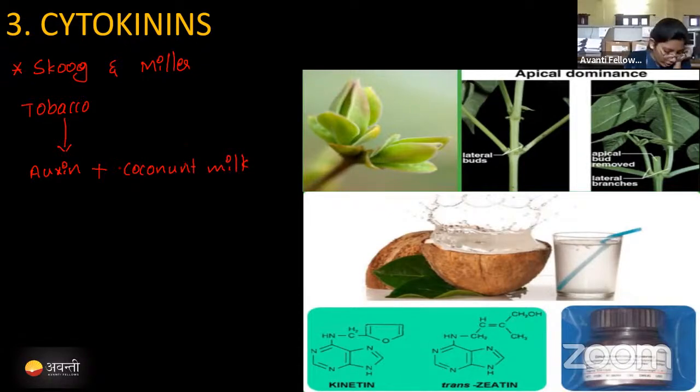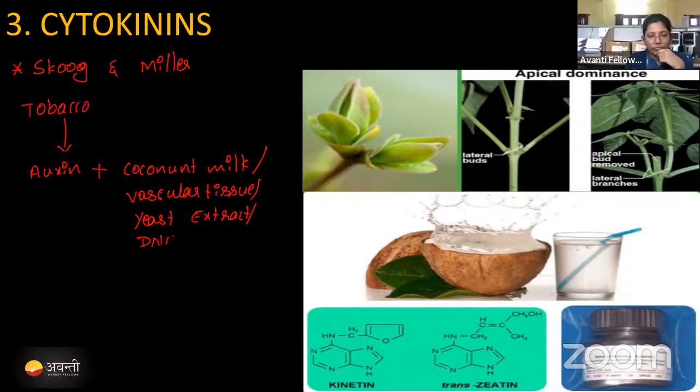To that they added coconut milk, or an extraction of vascular tissue. They could add either that or this, anything we can add, or yeast extract, or DNA extract. Whatever we add, what they understood is that the stem starts to grow. The stem starts to grow.